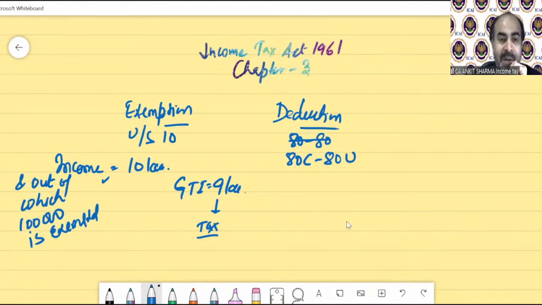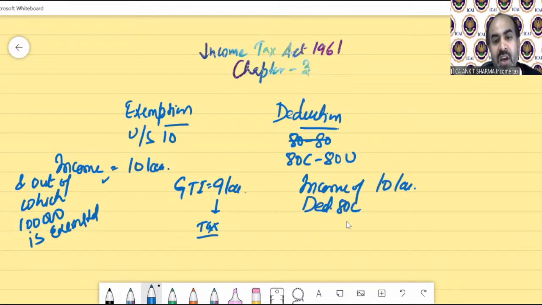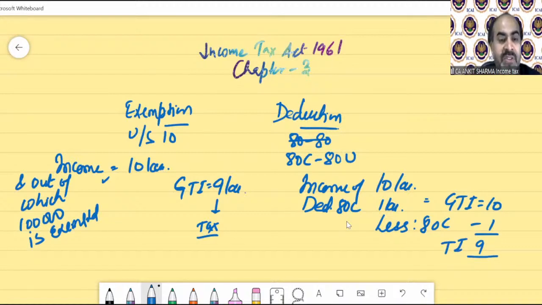Now let us take an example in the same thing. If you have income of rupees 10 lakh, but there is a deduction under section 80C available of rupees 1 lakh, then how will we present it? We need to show GTI 10 lakh, and now we less the deduction under section 80C, which is 1 lakh. Then 9 lakh will be your TI. And now this 9 lakh is liable to tax. So in both cases, ultimately you need to pay tax on 9 lakh, but there's a slight difference in the presentation: exempted income will not form part of your GTI, and deduction will form part of your GTI, but later on it will be deducted.